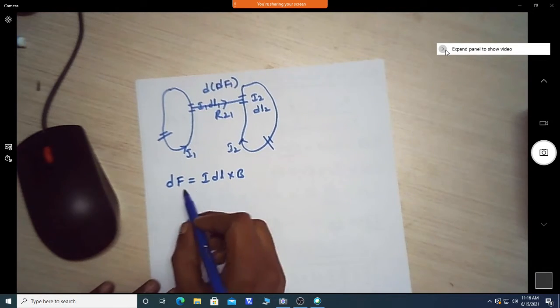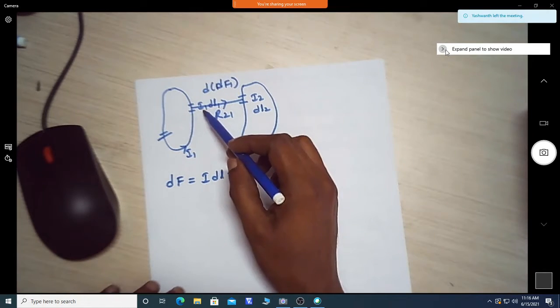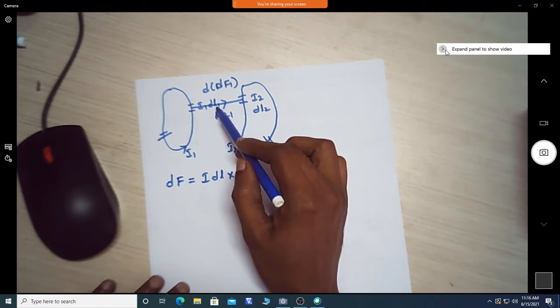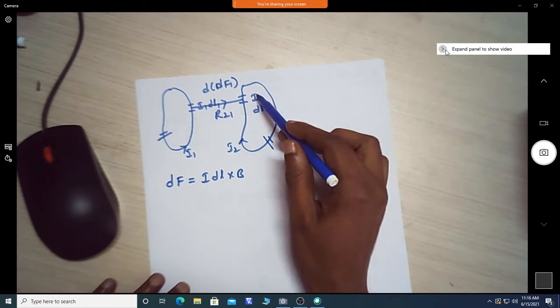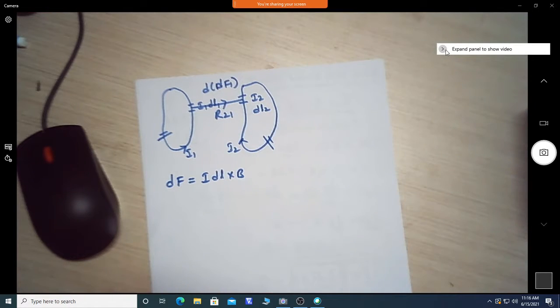Okay, so this we have derived just now. So now we have considered the current carrying element, which is I1 dl1, and similarly the second one, I2 dl2. Now, by Biot-Savart's law, which we have seen, both the current elements produce a magnetic field.